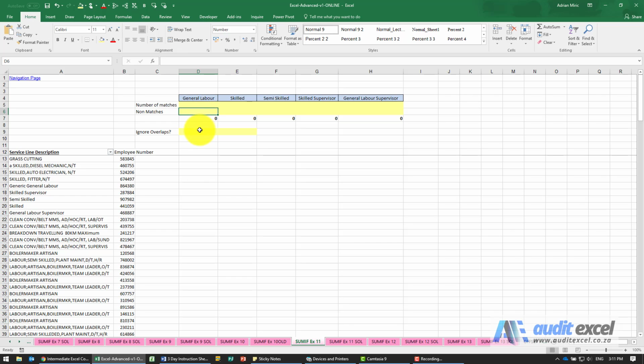And then we want to look at any overlaps. So for example, when you look for skilled, it'll probably also find anyone with a semi-skilled and skilled supervisor. So we want to figure out a way that when we look for skilled, it ignores the semi-skilled and the skilled supervisor.